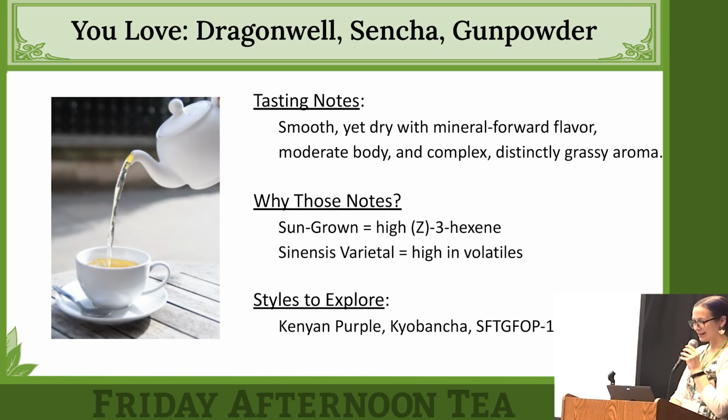All right, now our last recommendation round. If you love Dragonwell, Sencha, gunpowder, what you really love is smooth but dry green teas with mineral-forward flavor, moderate body, and complex, distinctly grassy aroma. Okay, so sun-grown. We just saw an example of a shade-grown tea a minute ago, right? Shadier region equals a little sweeter and smoother and more earthy. Sunny region equals drier and grassier, right?